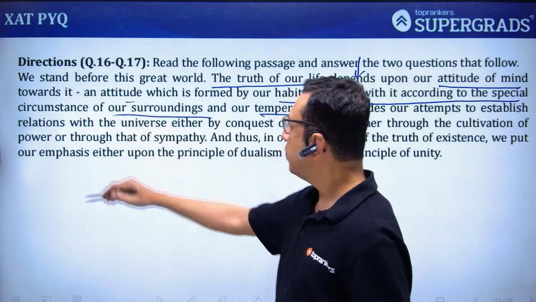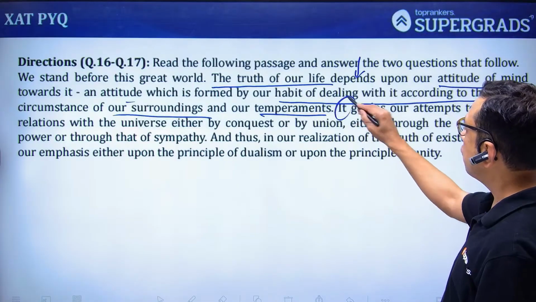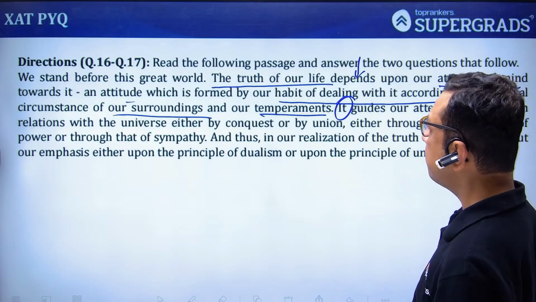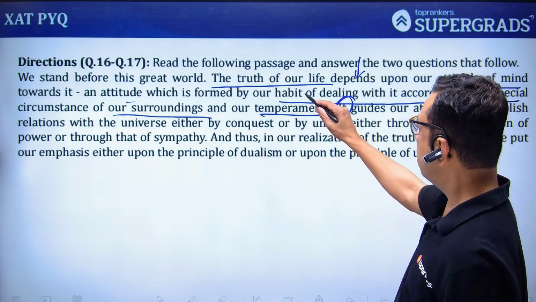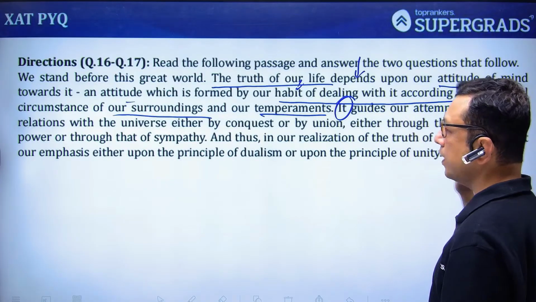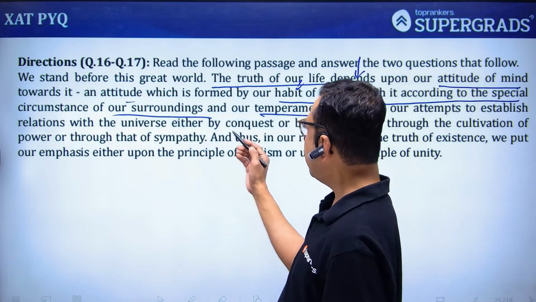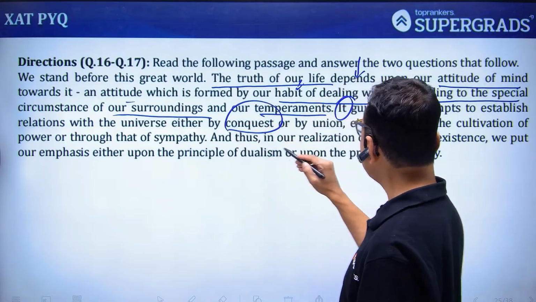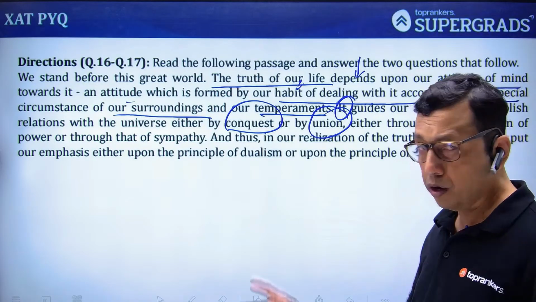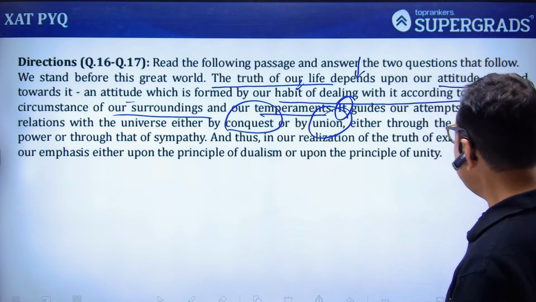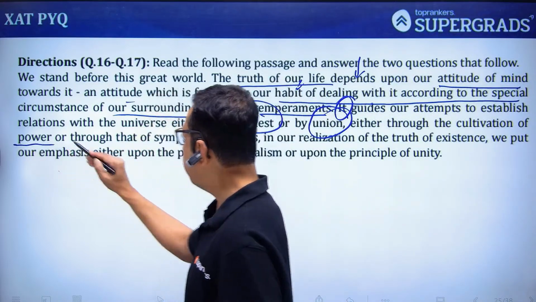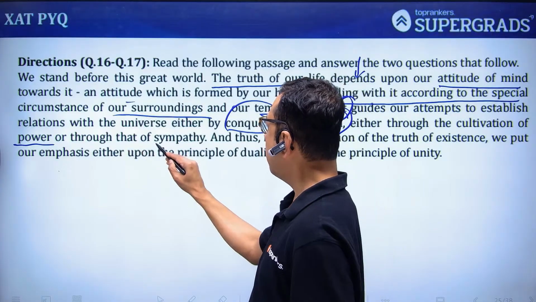Well, then it says surroundings and our temperaments. These are two things. Okay. It guides the habit of dealing with this. It guides our attempts to establish relations with the universe either by conquest. These two words are there in the question, in the option also. Either through the cultivation of power, let us underline this, or through that of sympathy.